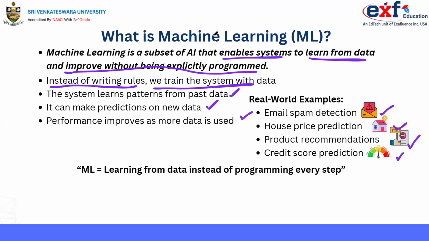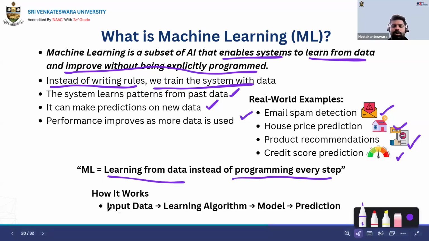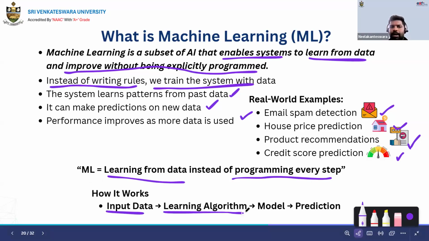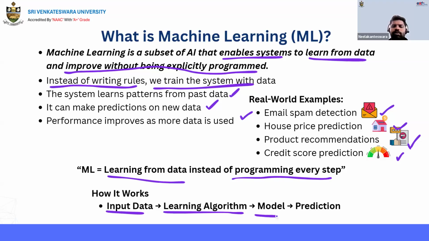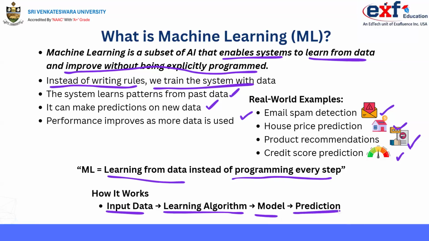Finally, ML, machine learning, is nothing but learning from the data instead of programming every step manually. How it works: we give the input data, and based on the input data the learning algorithm learns the patterns. After learning, it creates one model, which is nothing but the patterns and instructions. On that model, if you give any new data, it makes a prediction. That is how machine learning works. This is about ML, or machine learning.